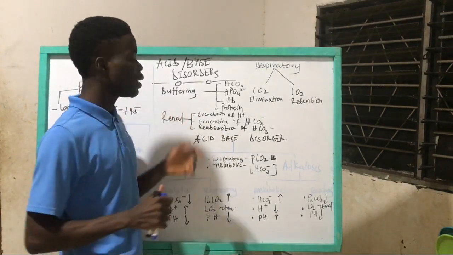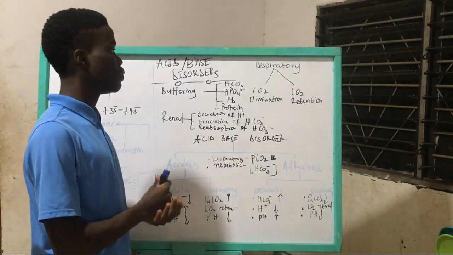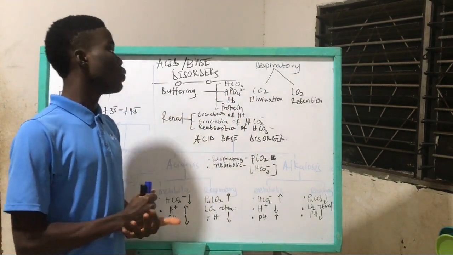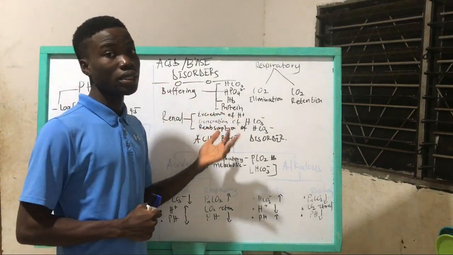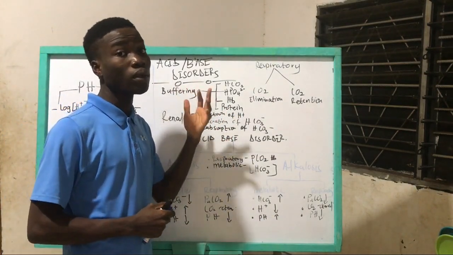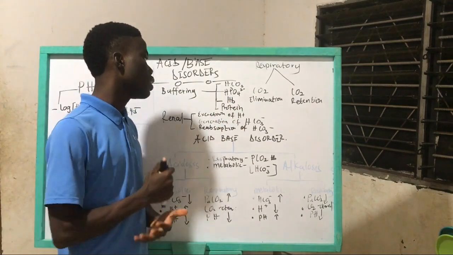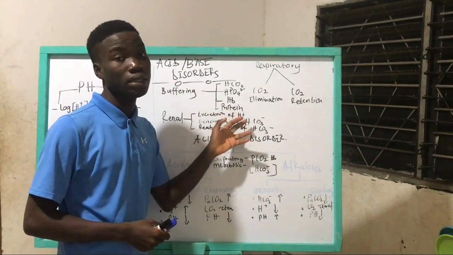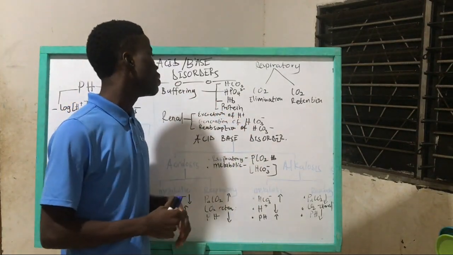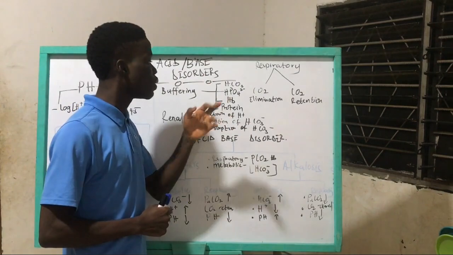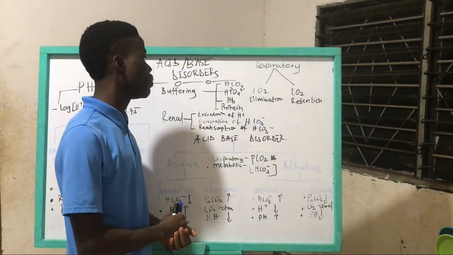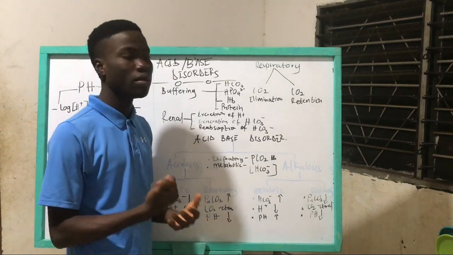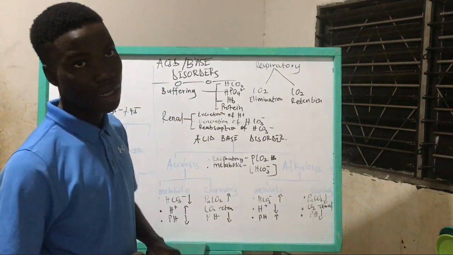In buffering we have the phosphate buffering system, or the phosphate buffers. We have the hydrogen carbonate or carbonic acid buffers. Then we have haemoglobin. Then we have proteins such as albumin. We are going to go through each one of them and see the role they play in the buffering system. So let's start with the hydrogen carbonate.